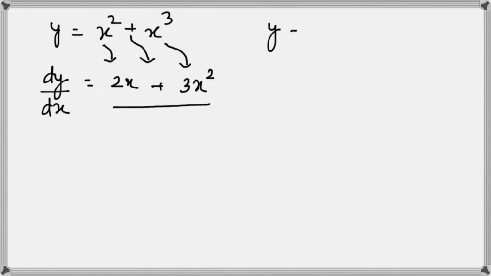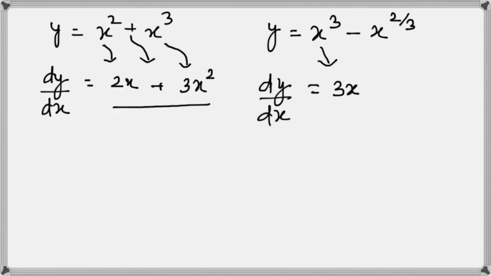Let's take one more example, y equal to x cube minus x to the power 2 by 3. Then dy by dx becomes, for x cube we have answered 3x square, and for x to the power 2 by 3 the answer will be 2 by 3 x to the power minus 1 by 3. Now you should be able to write these derivatives just by looking at them. So if you are not able to do that, get some practice on the formula that I mentioned previously in the video. Now we just copy this sign of minus here, and this is the required answer.